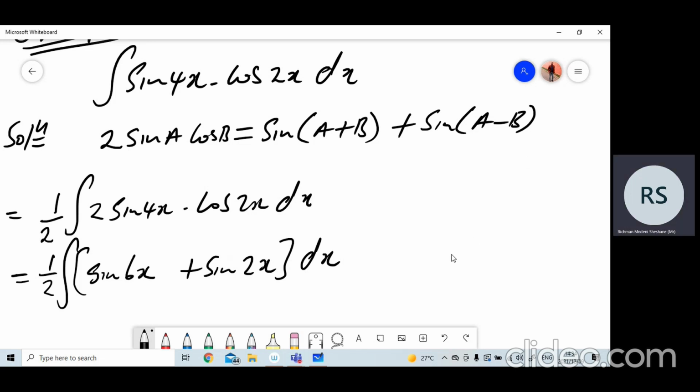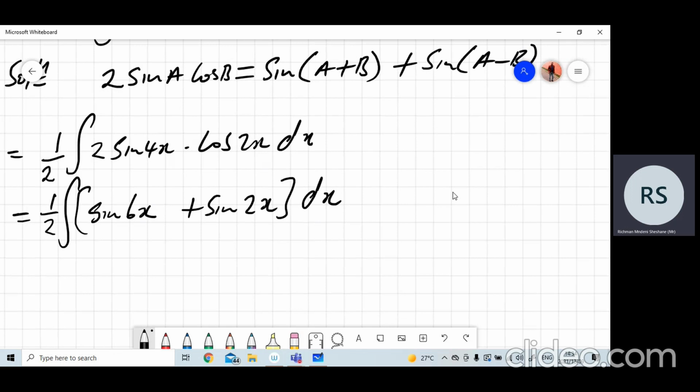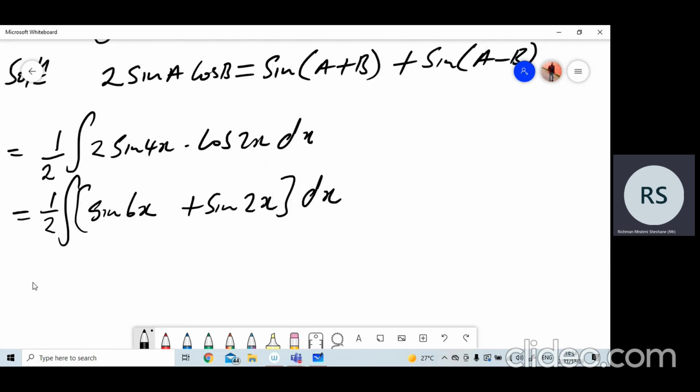When we integrate this, it's easy. The integral of sine is minus cos of 6x over 6. It's a standard one: integral of sine of a function, where the derivative of the inner function is a constant. That's why I divide by the constant. Just do this straightforwardly.